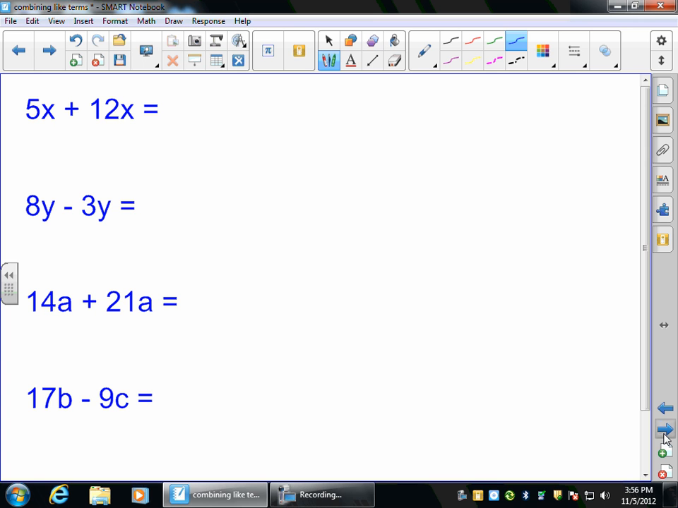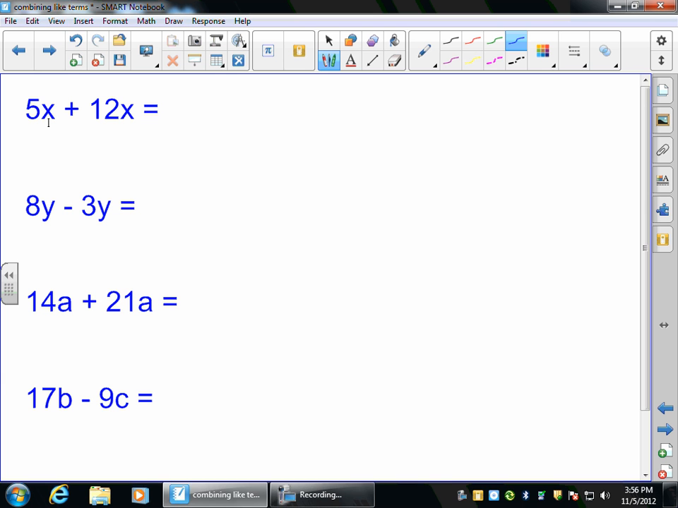So now what we worry about is what can we do with these things when they are alike? And what we want to be able to do with them is add and subtract them, and we can. And it's actually pretty easy to do. What you want to realize is when you're doing this, you want to think of these x's, y's, a's, whatever the variable is, as an object. So if I asked you if you had 5 pens and you got 12 more pens at the store, how many pens do you have total? Hopefully, you would tell me you have 17 pens.